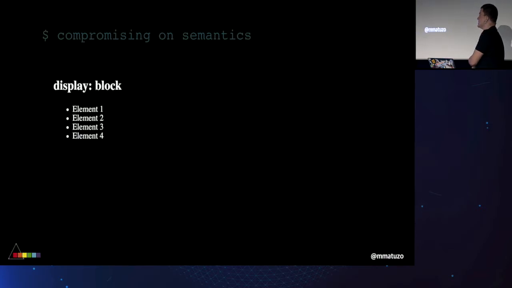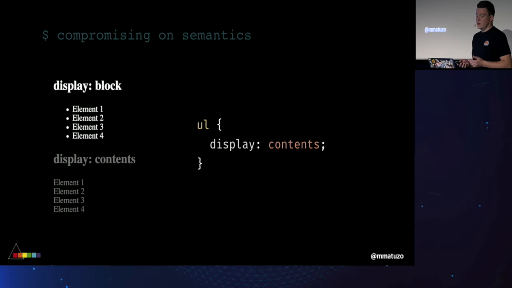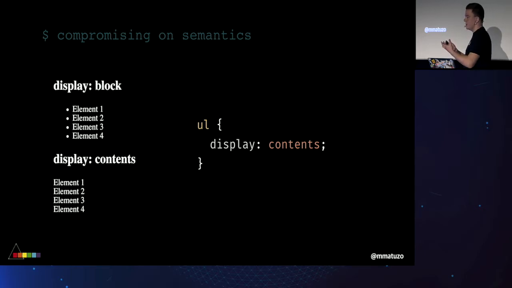And this doesn't just apply to grid items. We can, for example, select an unordered list, set display to contents, and then we have a reset. We don't have to set padding to 0, margin to 0, and list style type to none. We could just use display contents. But again, the problem here is this list will be removed from the accessibility tree.